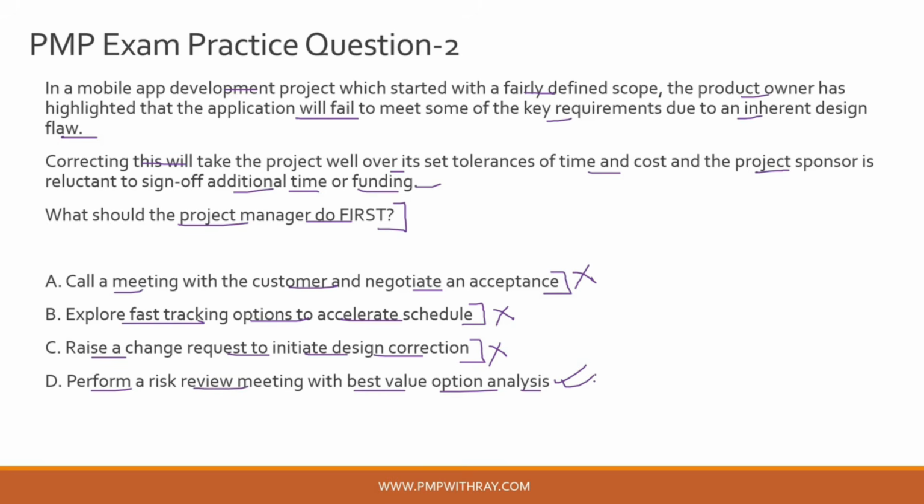Now, there can be a lot of options, guys, but what a risk review meeting does is that it evaluates all these options and performs a risk to reward ratio or a risk benefit analysis to recommend the best option forward. Okay, so that looks like a very reasonable approach to me, and that is the reason why option D is the correct answer to this question.